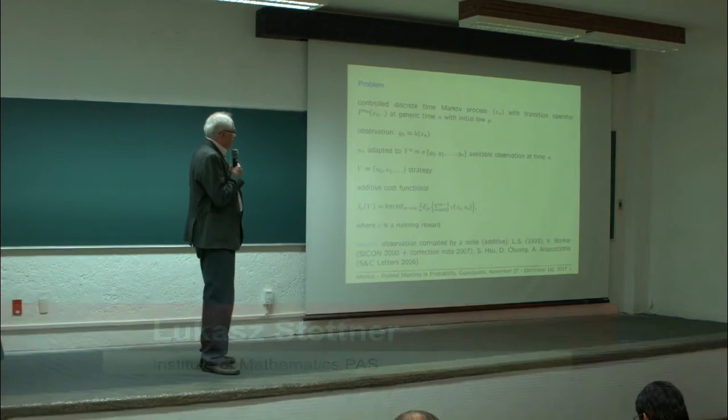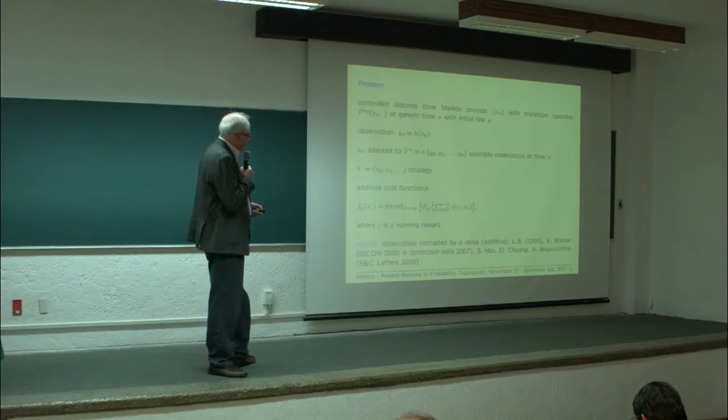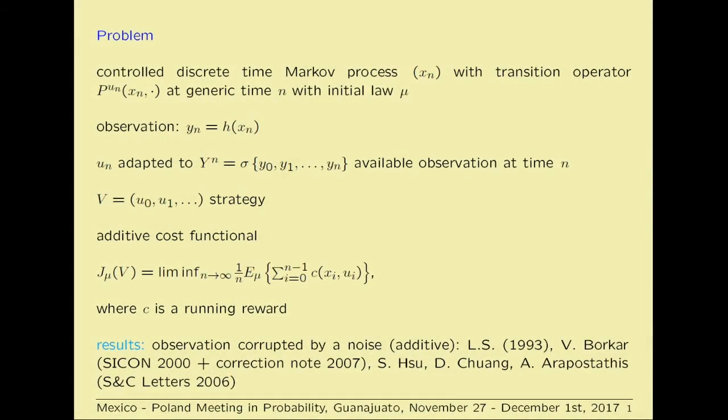So, first, what I'm going to study is such a cost function: the average running reward per unit time. The cost function, when the process starts with mu, is 1 over n times the sum from i equal 0 up to n minus 1 of the running cost c, and I assume that c is bounded. So this is my running cost.